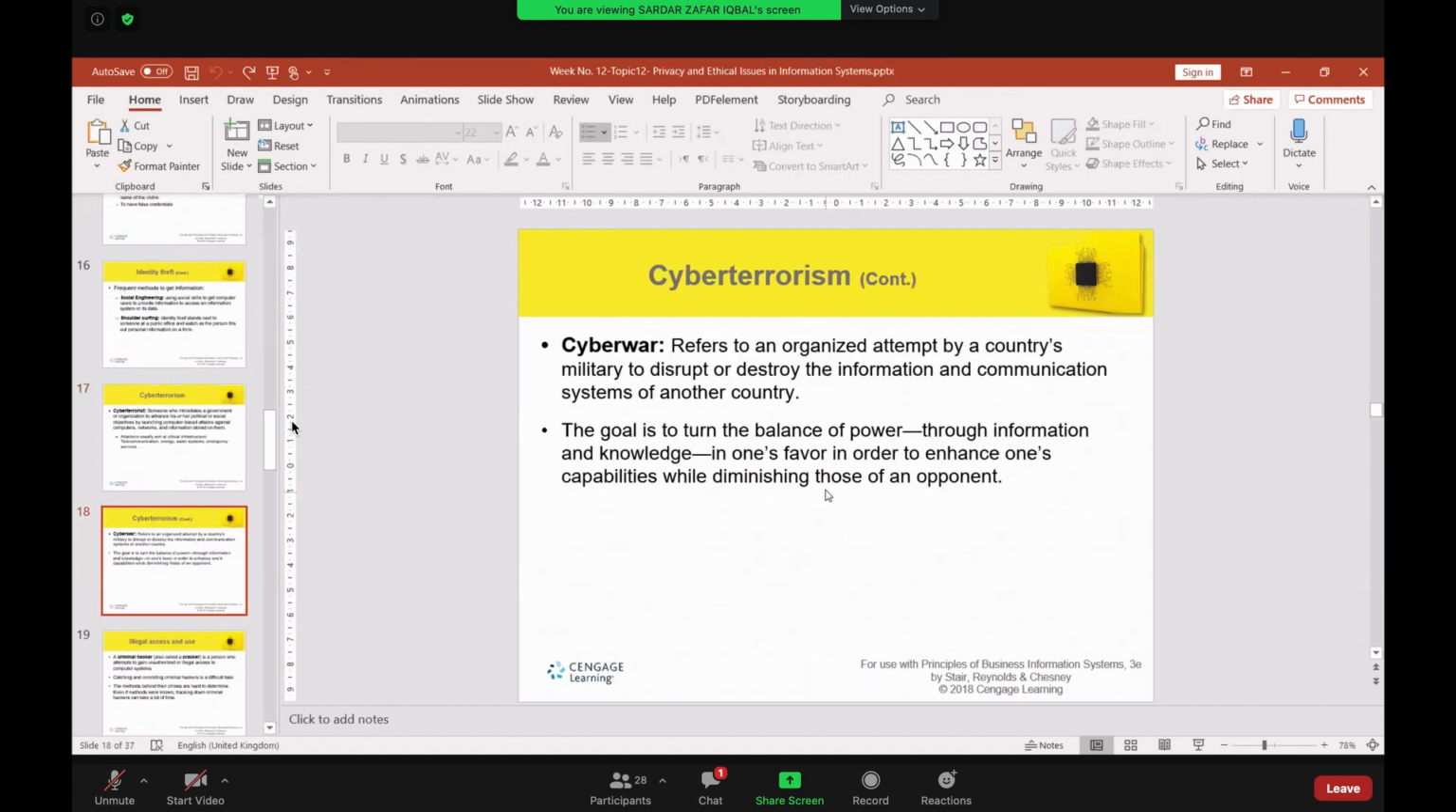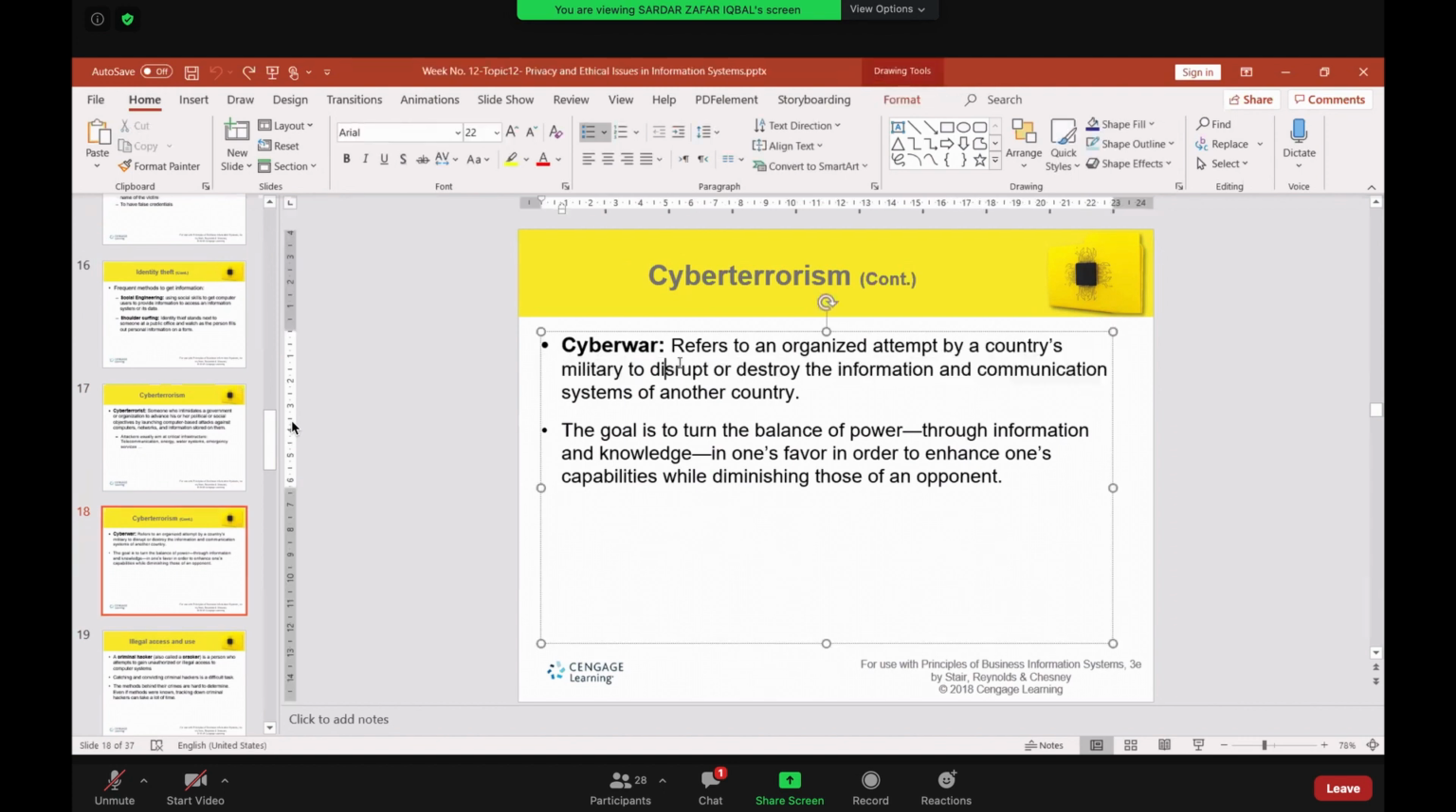Next, we can talk about cyber war. War, usually between two countries, refers to an organized attempt by a country's military to disrupt or destroy the information and communication systems of another country. The goal is to turn the balance of power in one's favor through information and knowledge, in order to enhance one's capability while diminishing those of an opponent. So two countries are fighting with each other, and the rule of war is that you must bring down the communication of your enemy. If you succeed in that, it would be really helpful.